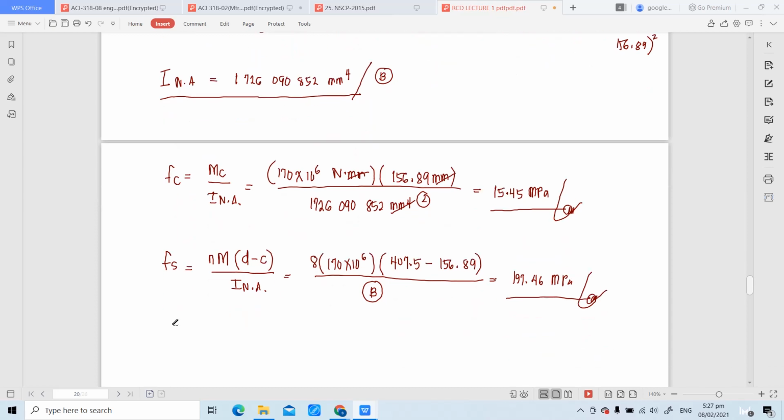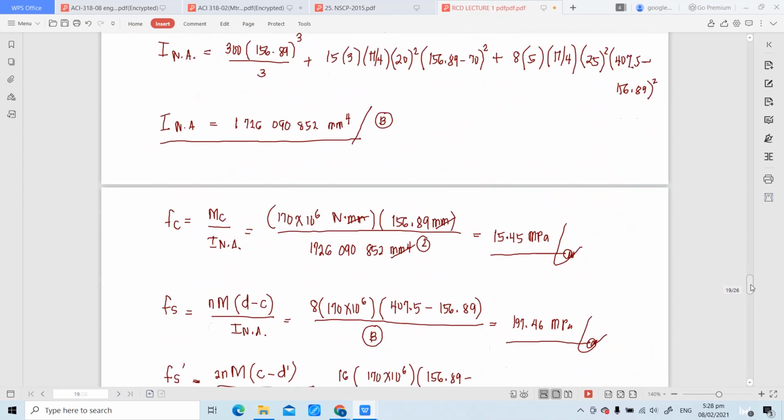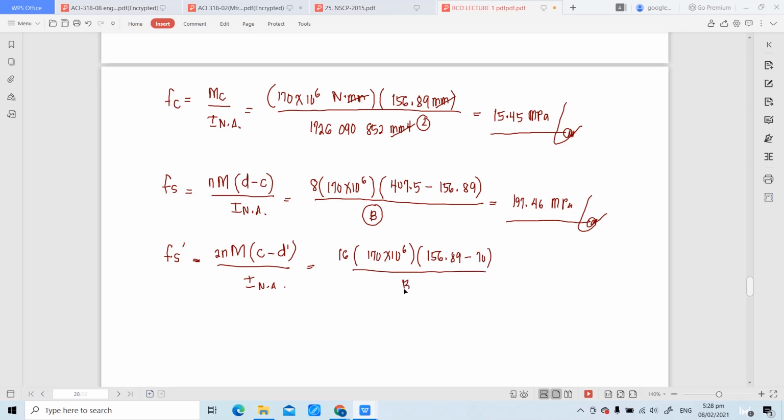Last one, the stress of the compression steel, Fs prime. For compression steel, the parameters are primed. For tension steel, the parameters are as is, without prime. Fs prime is always divided by 2n, so cross multiply, it becomes 2n multiplied by the moment. The distance of the centroid of the steel bar to the neutral axis is C minus d prime over I NA. We discussed this last time. Substituting the values, 2n is 16. The moment is 170 times 10 raised to 6. C minus d prime is 156.89, and d prime, the effective concrete covering at the compression side, is 70. So that is minus 70 over I NA, divided by B or stored as B. So kindly compute Fs prime.